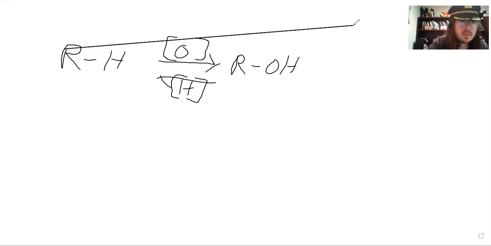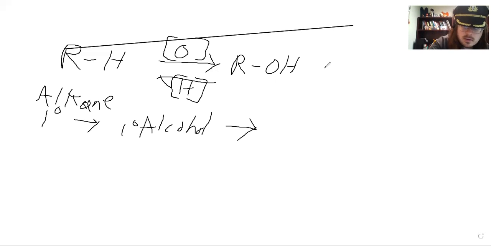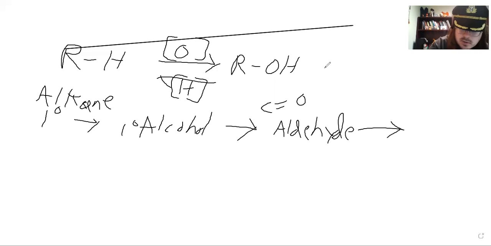But these have various different effects, starting from an alkane. A primary alkane can obviously go to a primary alcohol, which can then further be oxidized to an aldehyde, and further be oxidized to an acid.